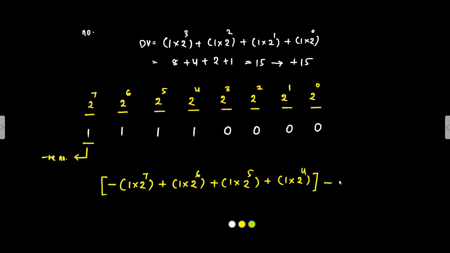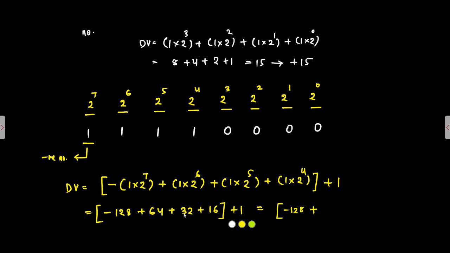And then finally we have to add plus 1 to the result. This is only for 1's complement format. So the decimal value is minus 128 plus 64 plus 32 plus 16, plus 1. Minus 128 plus 64 plus 32 is 96, plus 16 is 112, so it is minus 16, plus 1, which is equal to minus 15. The previous one was plus 15, here it is minus 15, so obviously the results are verified.